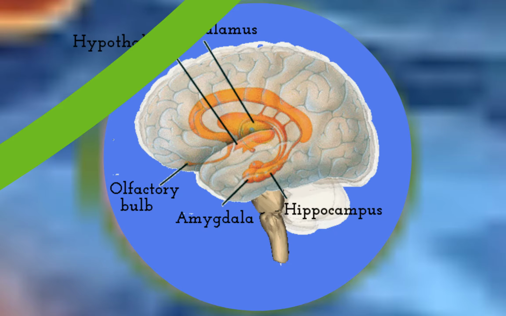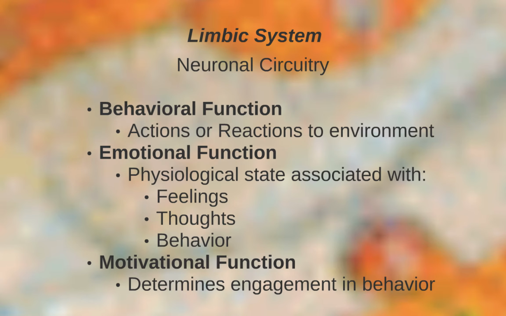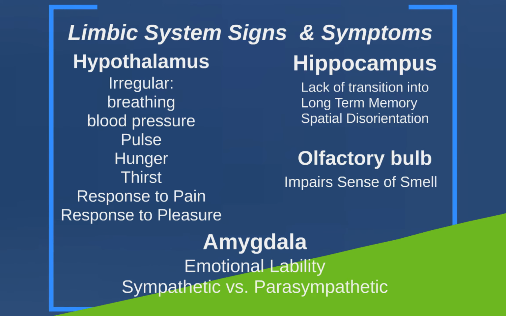So the limbic system, as we dive deeper into it, is essentially the center for our behavioral function, emotional function, and motivational function. Behavior is how we act and react to our environment. Emotion is a physiological state associated with our feelings, our thoughts, and our behaviors. And motivation determines our engagement in that behavior. Now, it's important to note that this is a neuronal circuitry, not necessarily one specific region, rather a circuitry. That circuitry is comprised of multiple different regions in the brain.